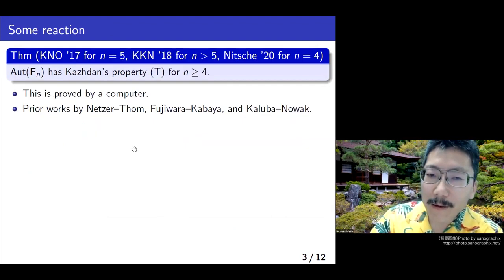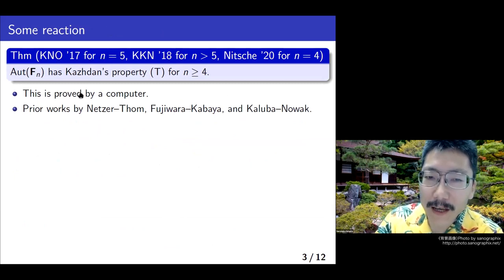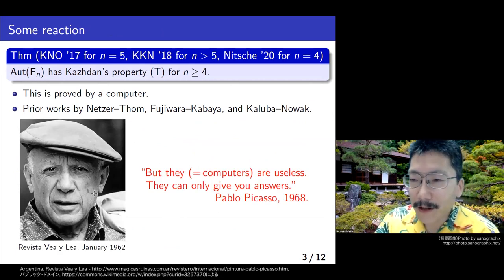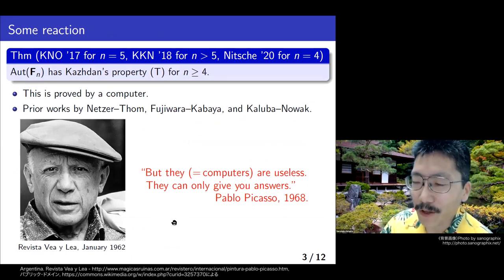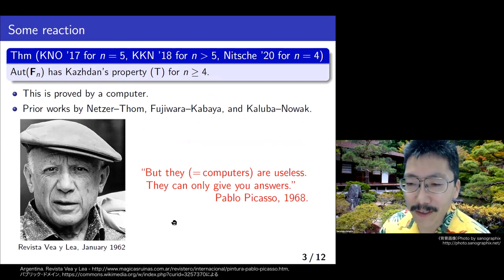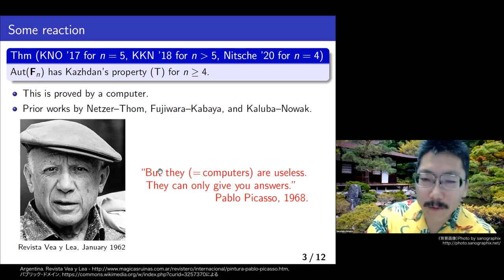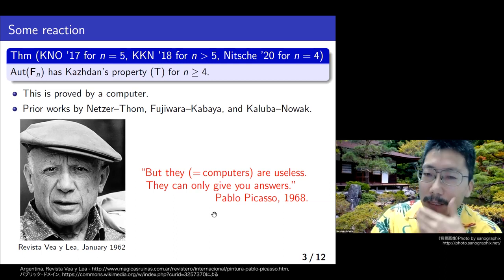So the proof was by computer, and in fact, when n equals 5, that is when I worked on it, it was almost by brute force. Many mathematicians reacted like Picasso did 50 years ago. He famously said that computers are useless because they can give you only answers and not reason or whatsoever else.